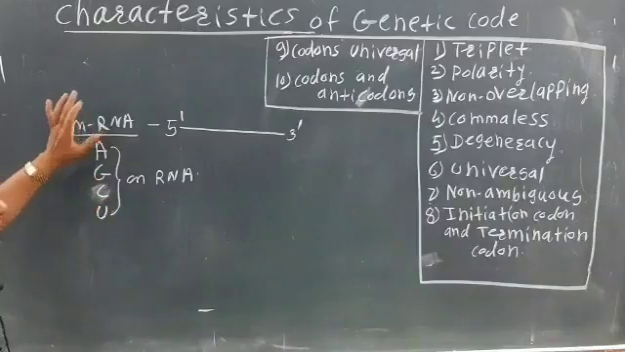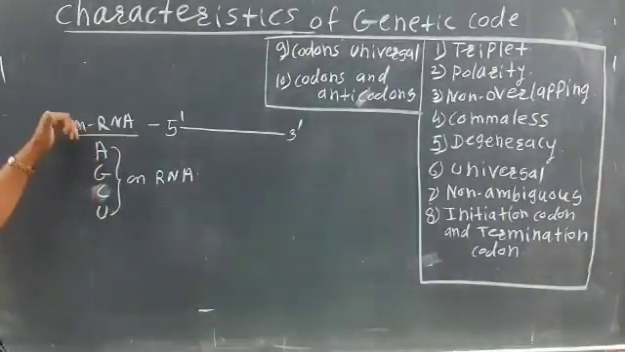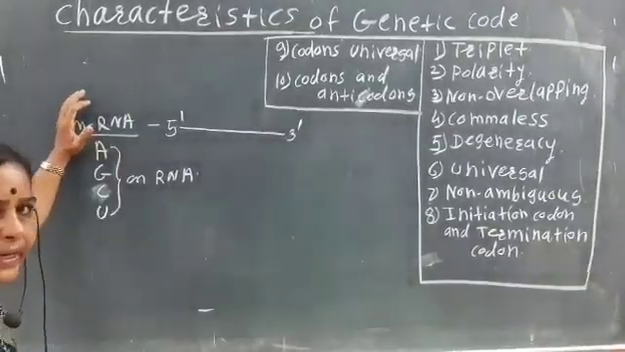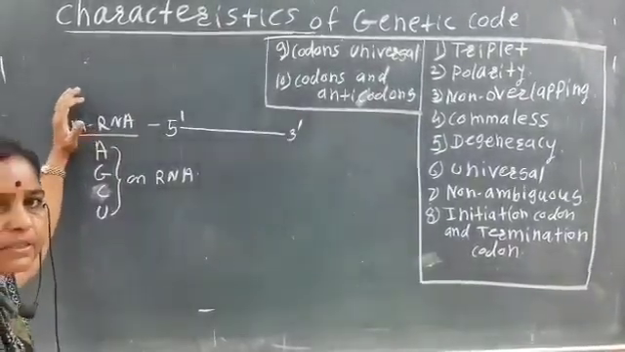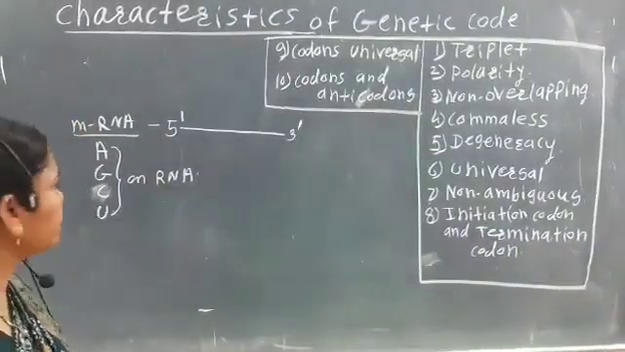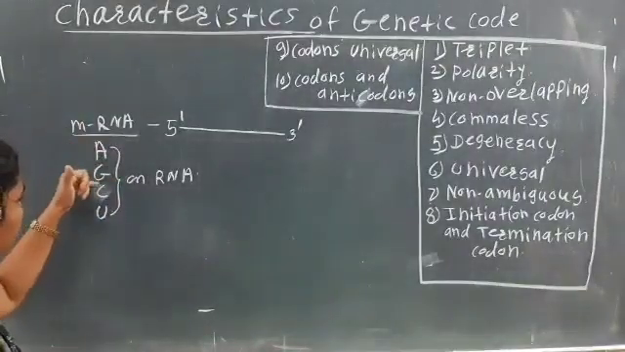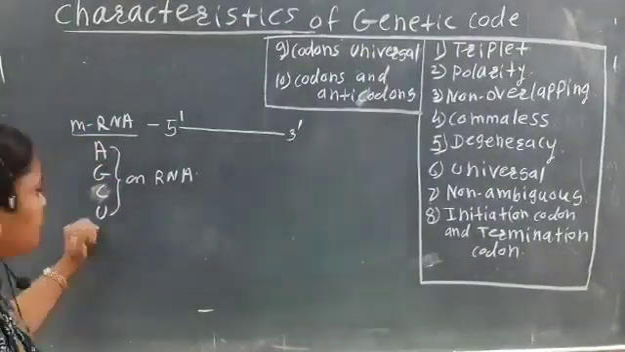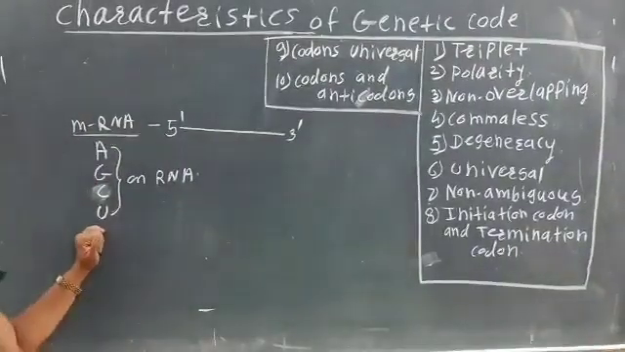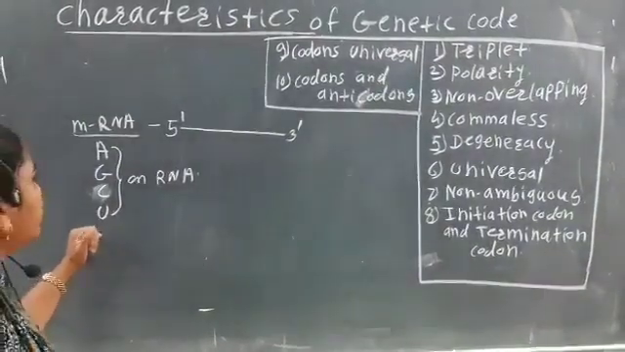In RNA, thymine is absent. Okay, so see here, in RNA there are 3 types: mRNA, rRNA, and tRNA. Here on the mRNA, there are 4 nucleotides: the adenine nucleotide, guanine nucleotide, cytosine, and uracil. Thymine is absent in the RNA.